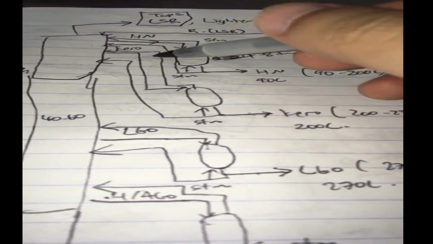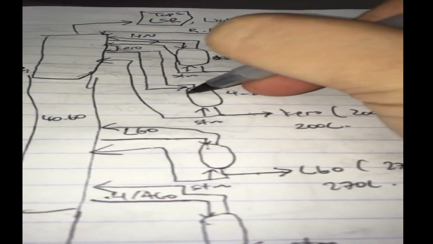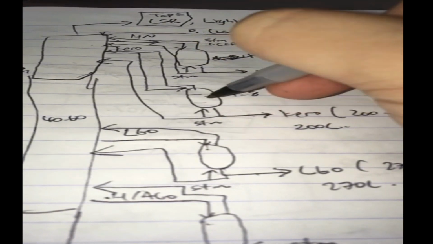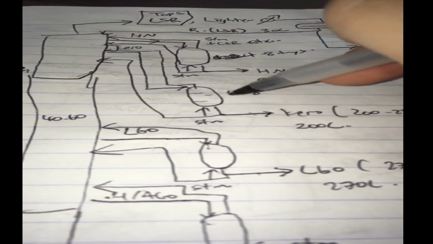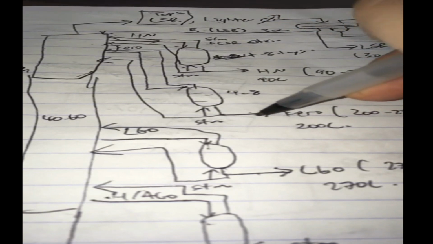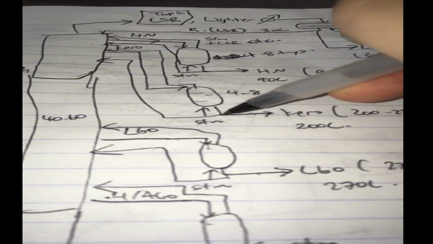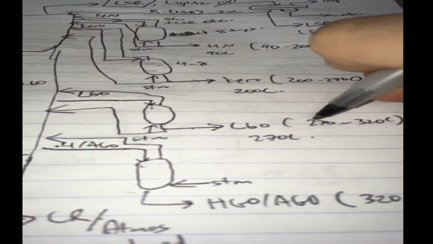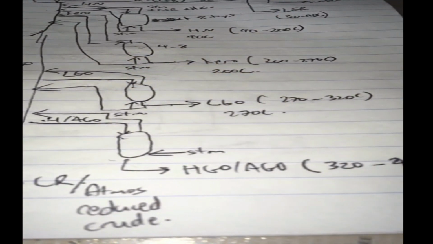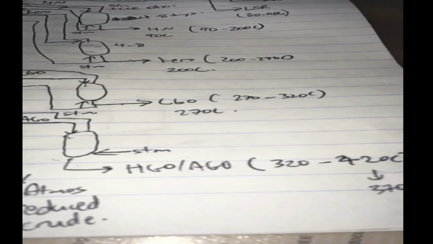Kerosene, 200 to 270 C. Again, same side stripper, similar side stripper configuration. You have stripping steam to get all the light stuff out, the heavy naphthas and the light straight runs and everything else. So it'll come out at about 200. You can use it to heat up the crude and again send back to reflux. Same thing for light gas oil, just that is 270 to 320. And heavy atmospheric gas oil, which is 320 to 420.